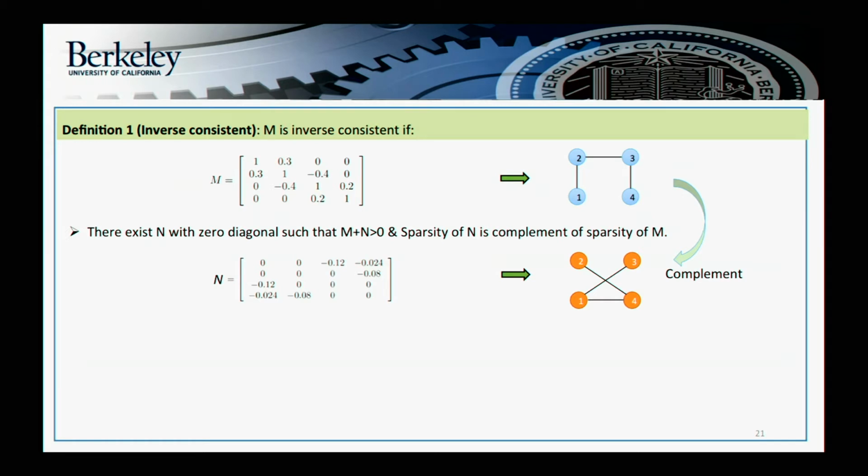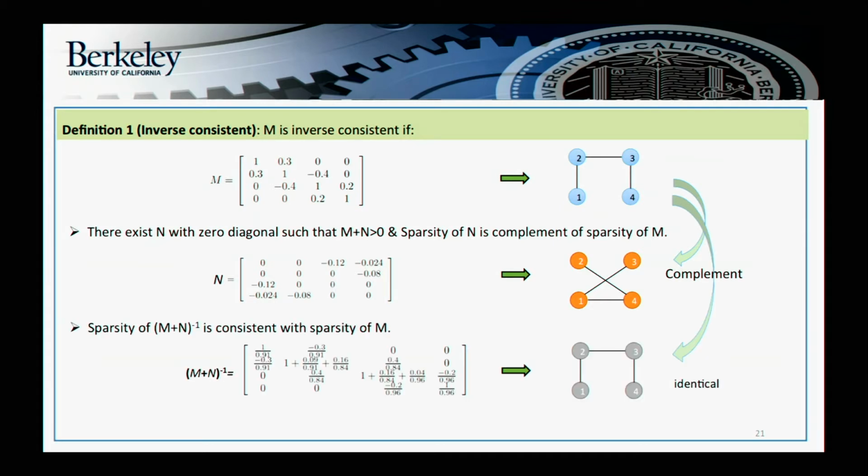So if you map it to a graph, it should complement the sparsity pattern or graph of matrix M. And the third condition is that the sparsity of M plus N inverse should be consistent with the sparsity of matrix M. So as you can see, the sparsity pattern of this matrix is identical to the sparsity pattern of matrix M. So if these three conditions are satisfied, we call our matrix M inverse consistent.